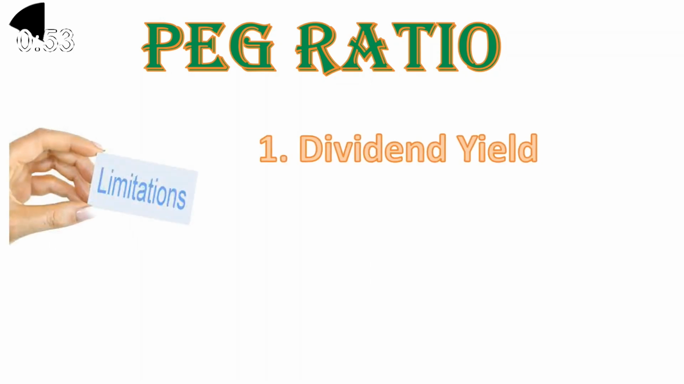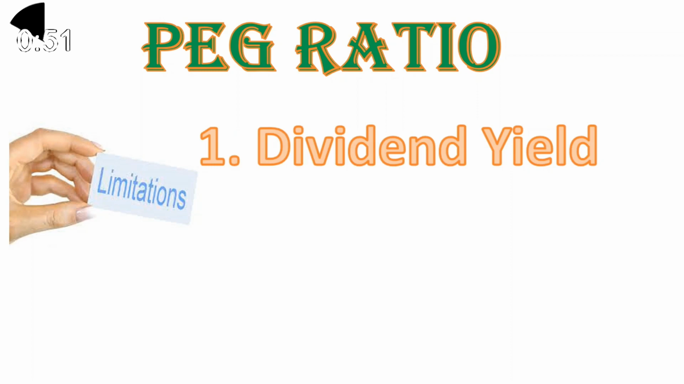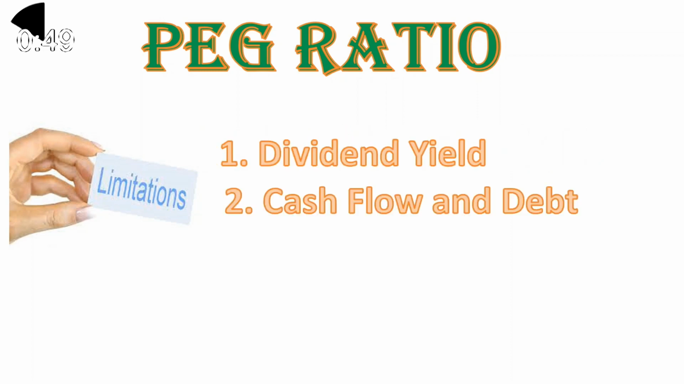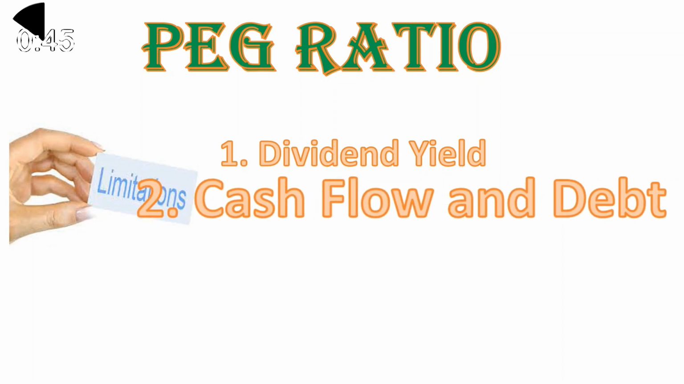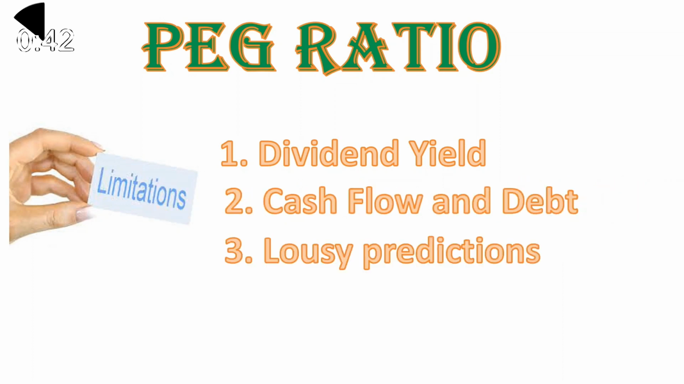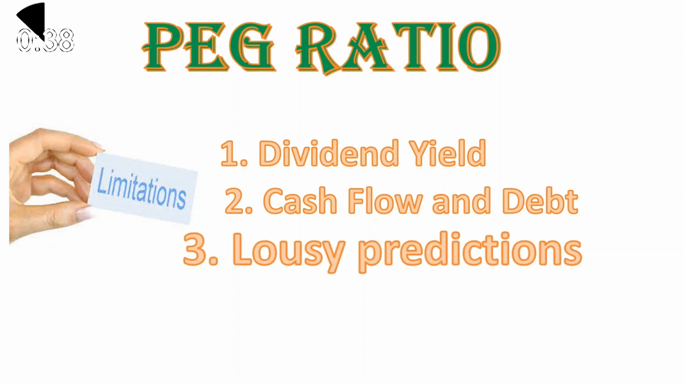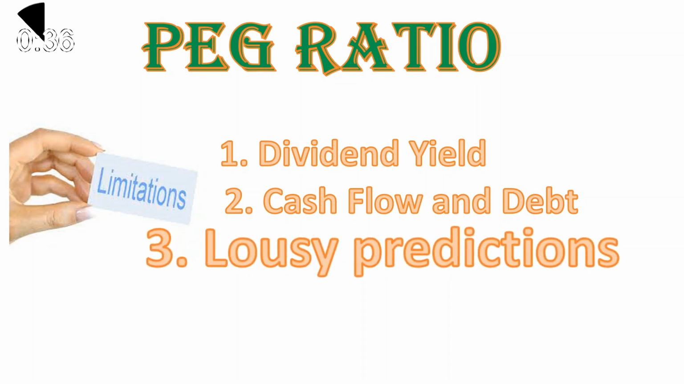PEG ratio does nothing to give us a picture of the dividend yield. PEG ratio doesn't give you any picture of the cash flows or the debt situation of the company. The earnings growth rates estimated by analysts are usually confusing and misleading too. In fact, who can make a guess about future?